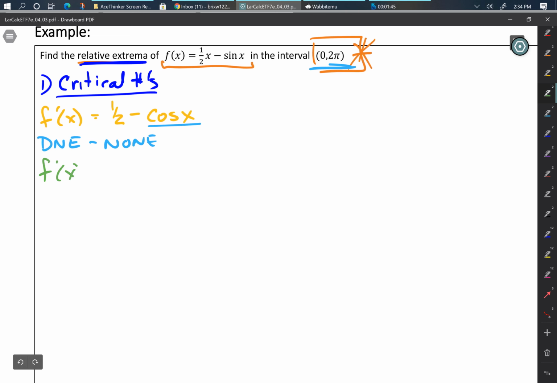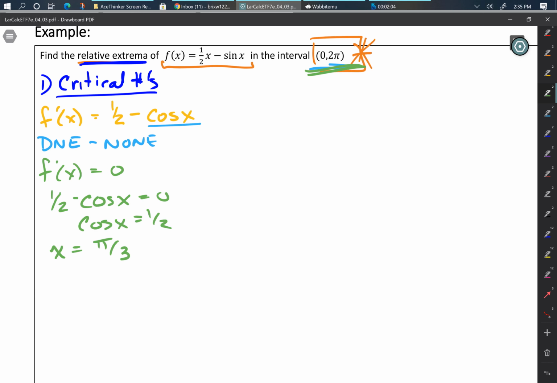Are there any critical numbers where that first derivative is equal to 0? Well, let's do the math and figure it out. When is 1/2 minus cosine x equal to 0? Well, that's when cosine x is equal to 1/2. So that's when x is pi over 3. And remember, we're limiting ourselves to 0 to 2 pi, so one revolution of the unit circle. That's the first quadrant angle. But cosine's also positive down in the fourth quadrant. So what is the fourth quadrant angle that has the same reference angle as pi over 3? That's going to be 2 pi minus pi over 3. So that's 6 pi over 3 minus pi over 3, so 5 pi over 3.